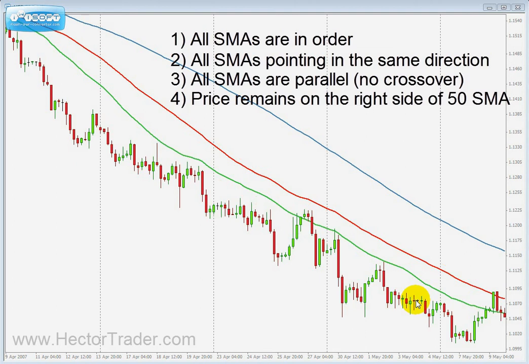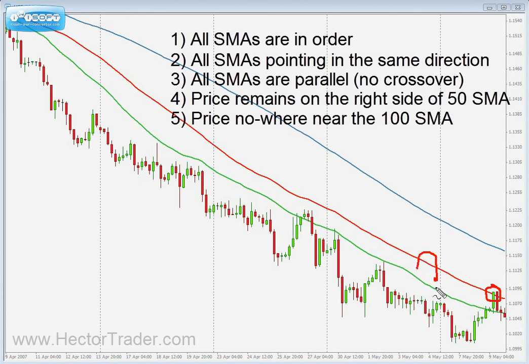Now, the fifth condition is that the 100 simple moving average has never been breached. In my opinion, this is an important condition. I want the 100 moving average to have never been touched, never been violated, and price being nowhere near it, in fact. As I said before, it's okay to have a quick touch above the 50, as long as price dives back down immediately after. But I like price to be nowhere near the 100. Any single touch, even if it's just for 1 bar, I consider the trend to be jeopardized.